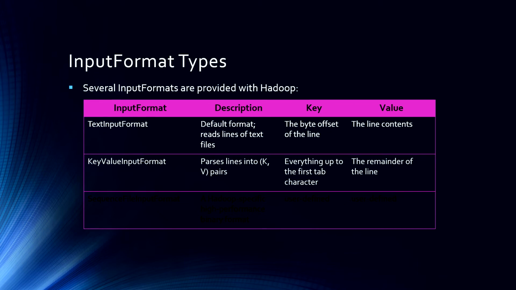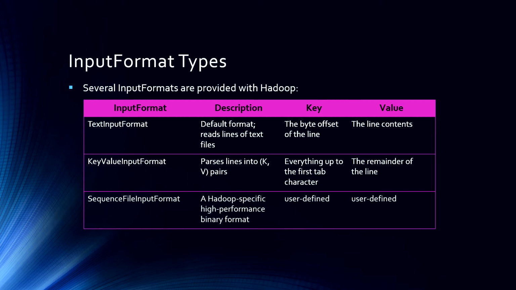So these are the different kinds of input format that we can use. We can use text input format, key value input format, or sequence file input format, which is a Hadoop distributed high performance binary format. We can use it to process unstructured data. Key value input format parses them into key and value pairs. For text input format, we need lines of text.